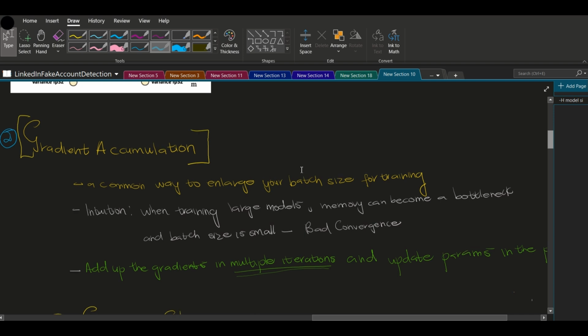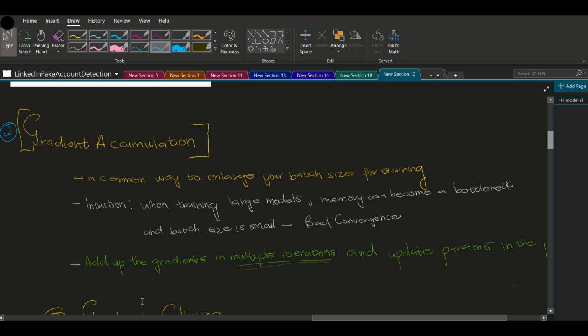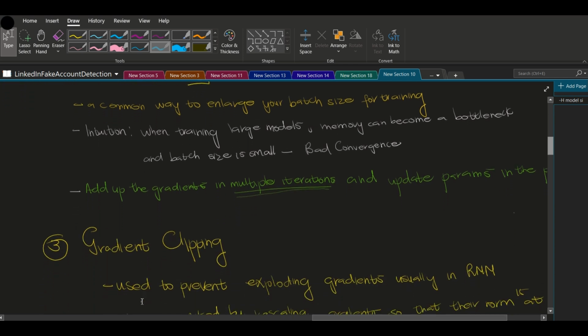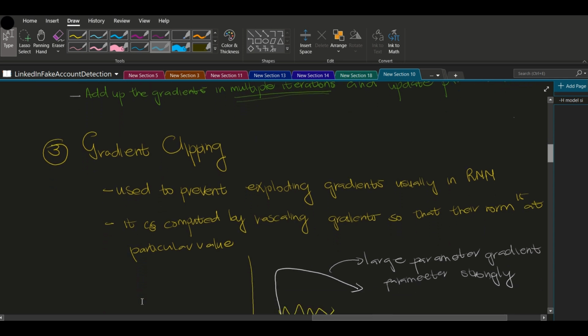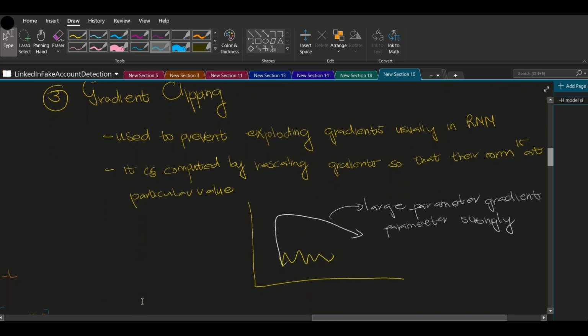Let me scroll down. I think we have gradient clipping. Gradient clipping is one of the known techniques, especially when we used to train recurrent neural networks. With recurrent neural networks, we used to face the problem of exploding gradients, so what we do is try by all means to clip them. We clip these gradients so that they don't shoot high, because otherwise it's going to make our training unstable.